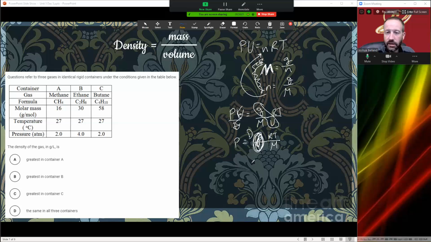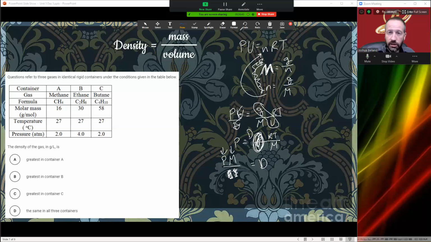Now I want to get density by itself. So the density is pressure times the molar mass divided by R and T. Ooh, I now have an equation for density, and that's what I was looking for. And I know R is a constant, so I'm really not going to worry about that. Temperature is constant too. It tells me it's the same, so I'm not really going to worry about that. So what would really make the density greater or not as great? The pressure times the molar mass. Oh, I can do that. I have that data, don't I?